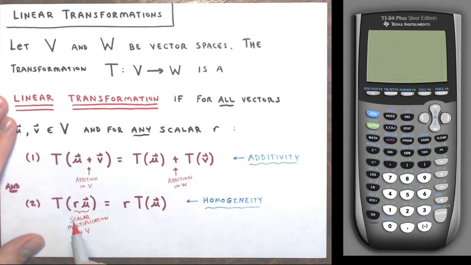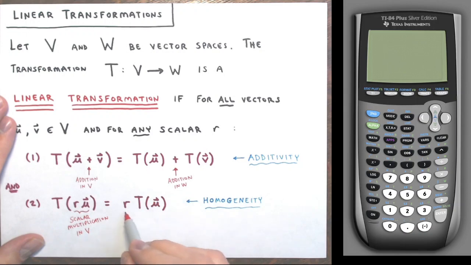All right. And then after doing the scalar multiplication, I apply the transformation to it. And then the final result, right, will be some vector from W, the codomain. Well, if this is a linear transformation, this should be equivalent to the scalar r times T of u, almost like you're pulling the scalar out, if you want to think of it that way.